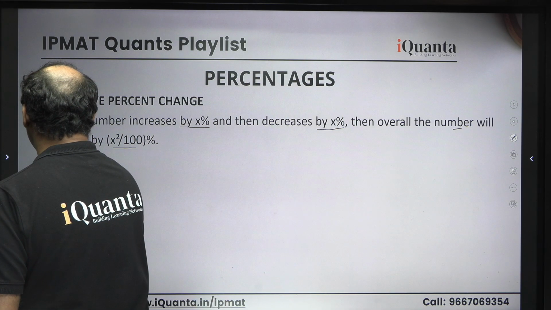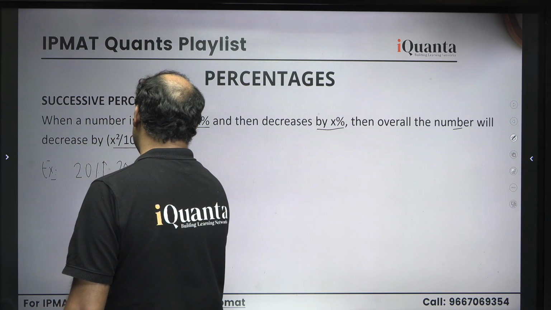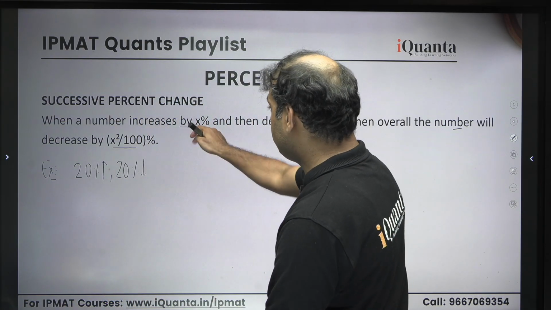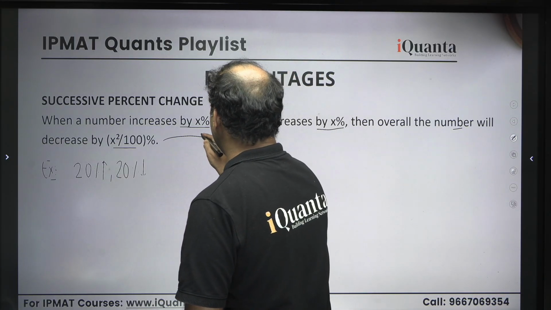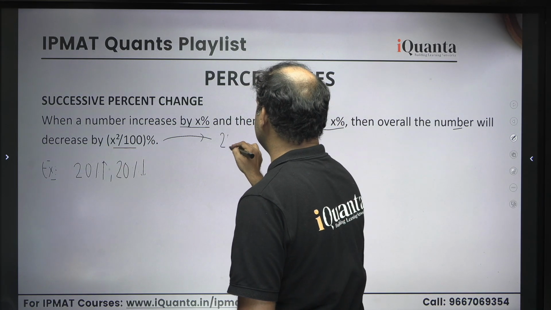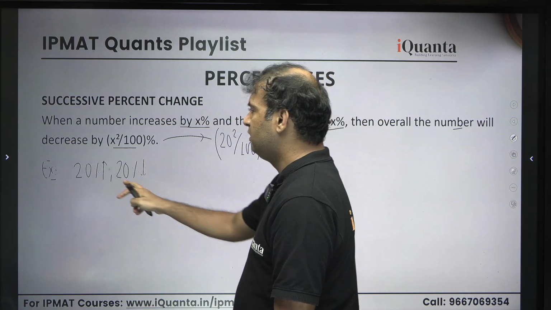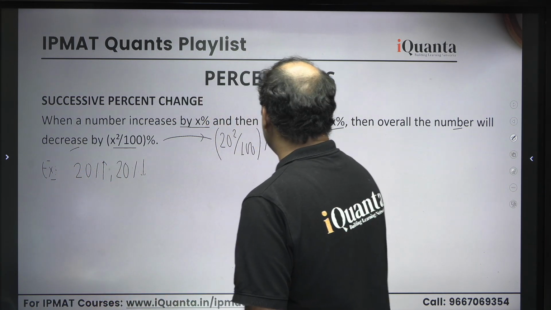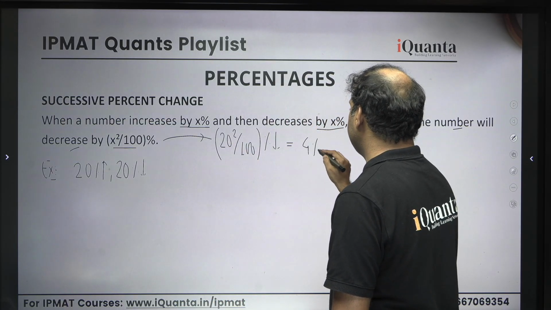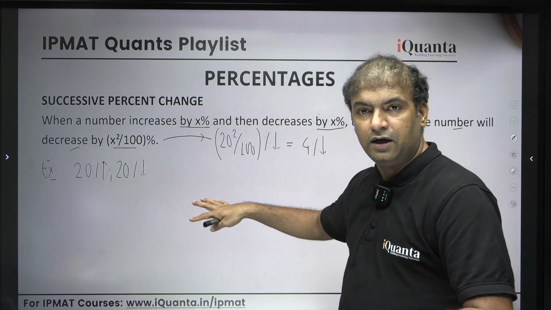Suppose guys, there is a value which is first increasing by 20% and then decreasing by 20%. So let's justify this result with this example, increasing 20 and decreasing 20. According to the formula, what should be the result? If you put X as 20, it will give us 20 squared upon 100, and this should be a percentage decrease. 20 squared is 400, 400 upon 100 is 4. So that means in this case, the value should decrease by 4% overall, according to this concept.